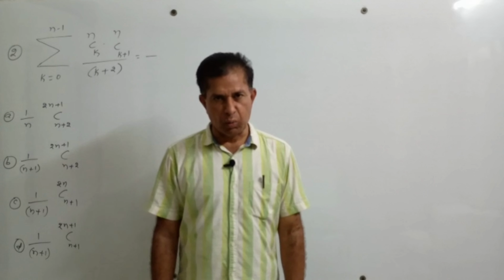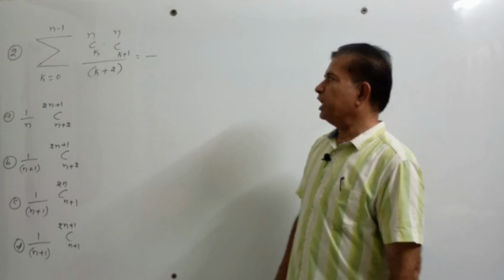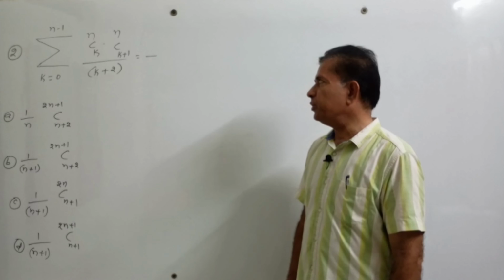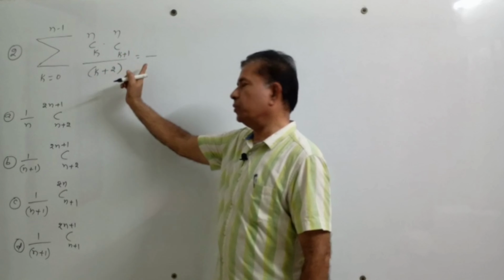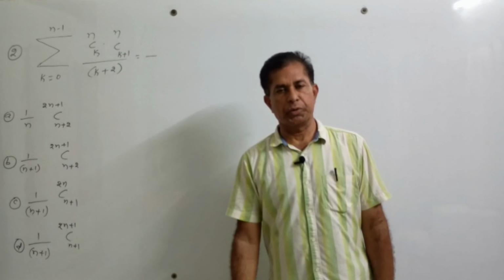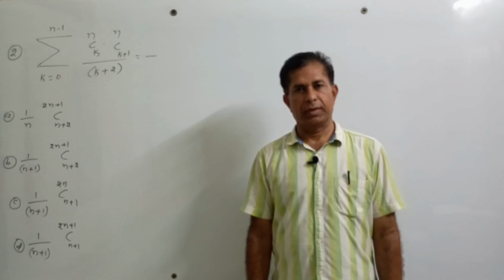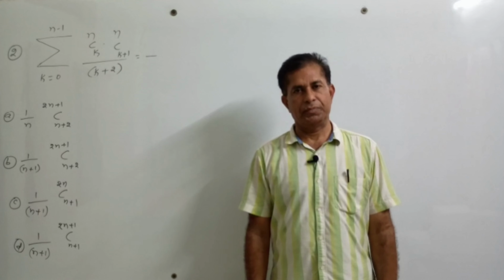See, one more problem. Sigma k = 0 to n − 1 of nCk × nC(k+1) / (k + 2) is equal to dash. So these are the four options. Can you do that problem? Try yourself, pause the video, try yourself.